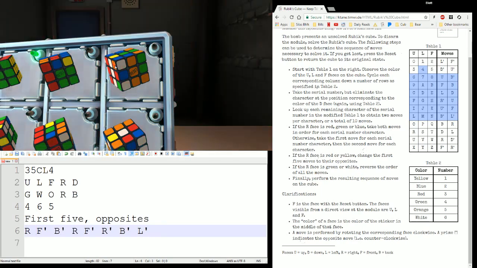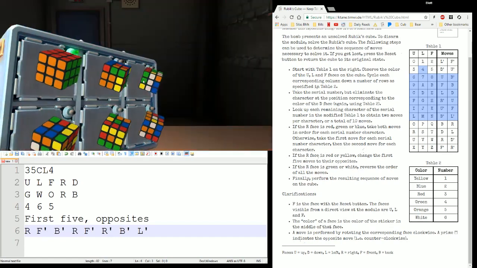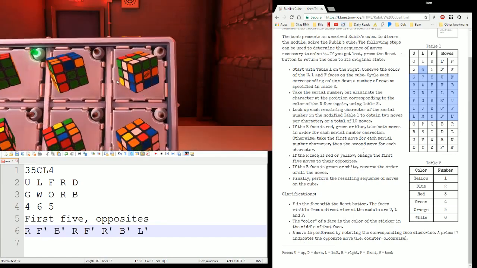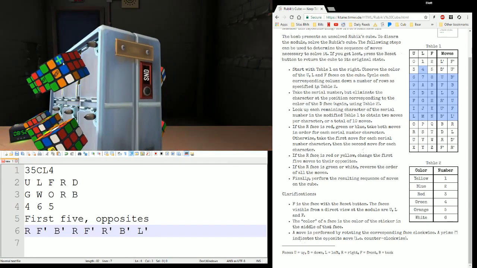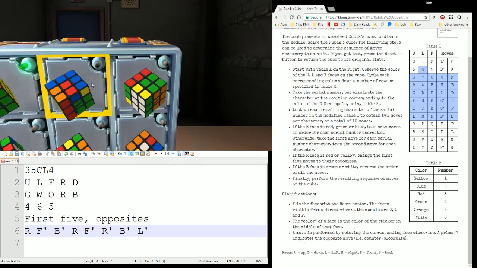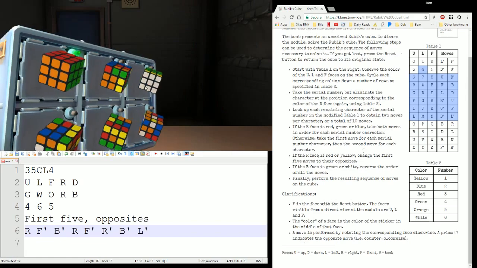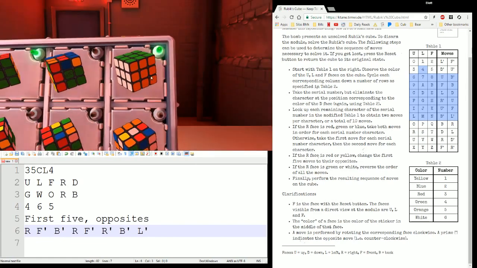F prime, so front counterclockwise. B prime, so the back counterclockwise. R, so this side clockwise. F prime, front counter. R prime, this side counter. B prime, this side counter. And L prime, this side counter. There we go. We've got a solved cube. We're going to detonate here in a second.